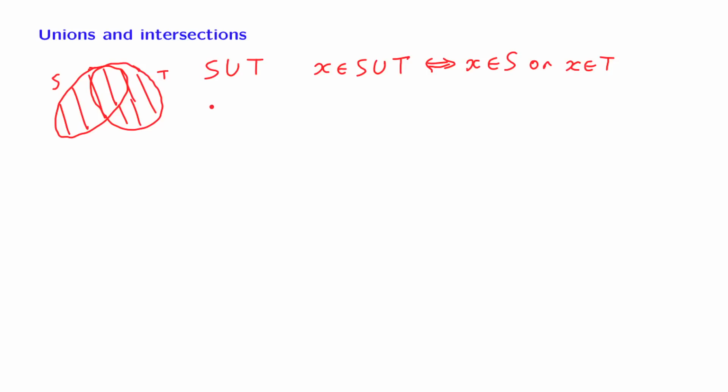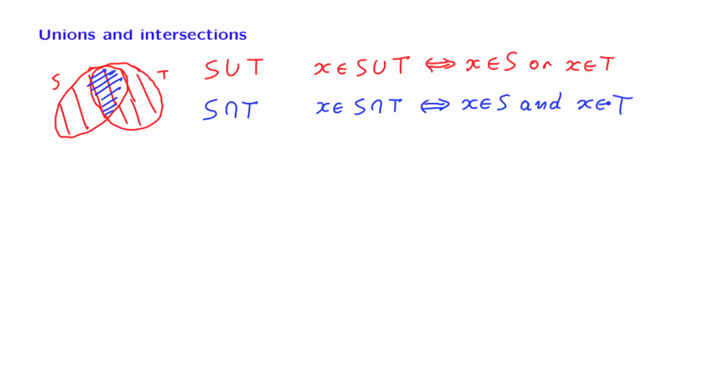We can also form the intersection of two sets, which we denote this way, and which stands for the collection of elements that belong to both of the sets. So formally, an element belongs to the intersection of two sets if and only if that element belongs to both of them. So X must be an element of S, and it must also be an element of T.